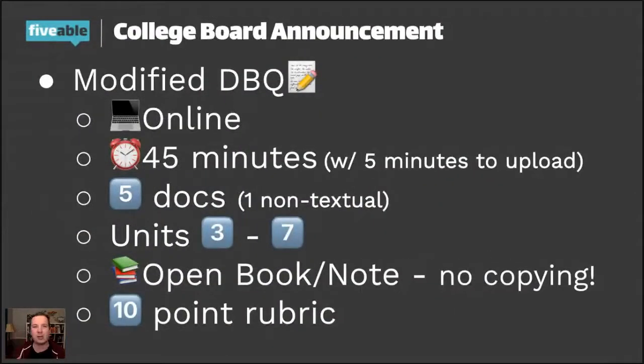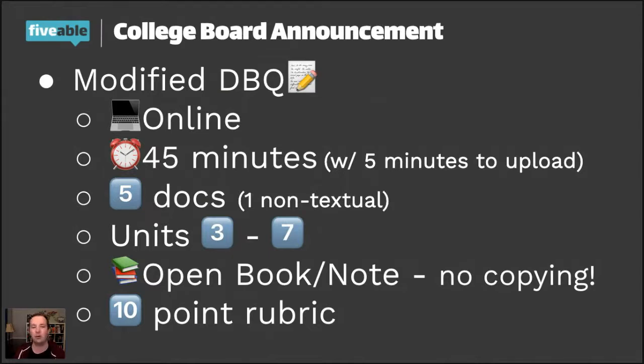So College Board announcement, remember, you have a modified DBQ. It's online. It's a modified DBQ that's only online in 45 minutes. It's at home. It's a whole bunch of stuff. 5 documents instead of 7. One's non-textual. Units 3 through 7. Hopefully you've all heard this already. If you haven't, check out some of the other streams that we've been doing. We've been covering that a bit more extensively, as well as the Fiveable how-to-do-the-DBQ guide, all that kind of stuff. We got you covered. It is open note and open book, but don't copy, don't work with your friends, right? You don't want to get your scores invalidated for cheating.